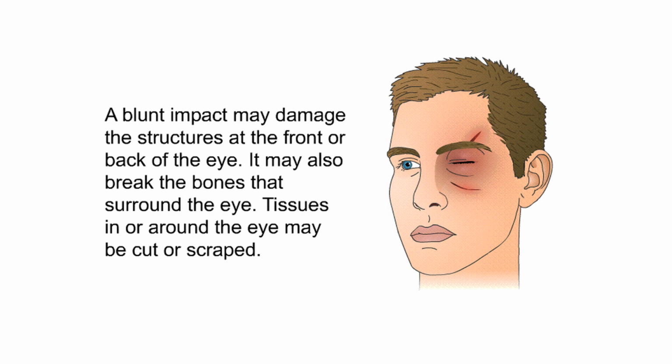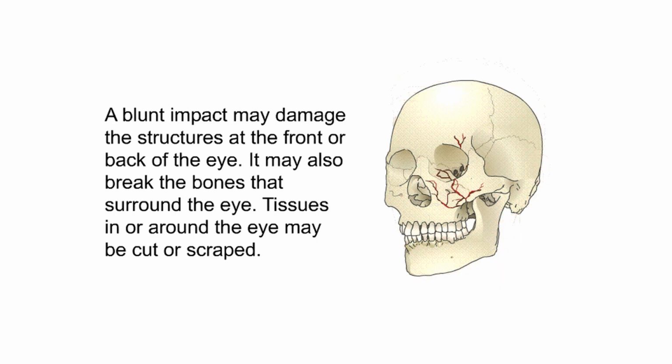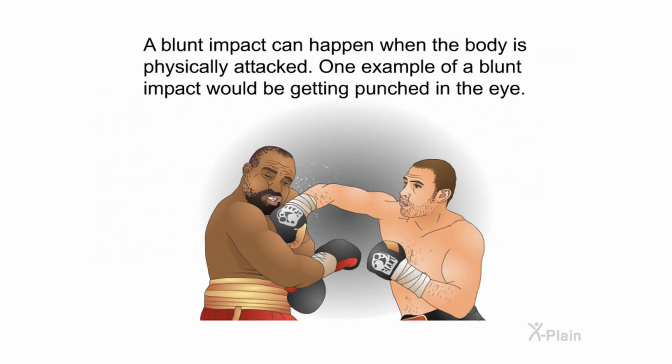Black eye and blunt injuries. A blunt impact may damage the structures at the front or back of the eye. It may also break the bones that surround the eye. Tissues in or around the eye may be cut or scraped. A blunt impact can happen when the body is physically attacked. One example of a blunt impact would be getting punched in the eye.